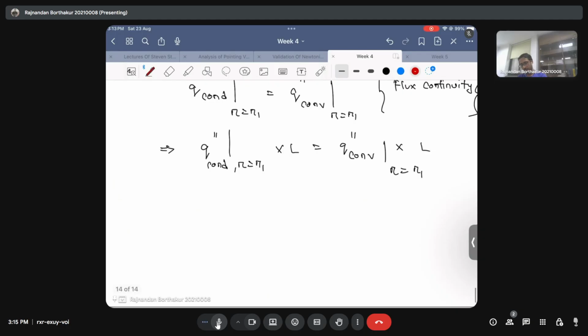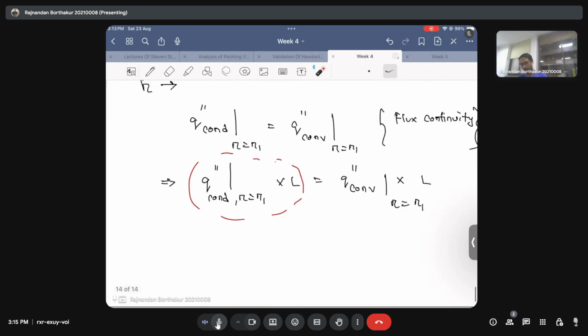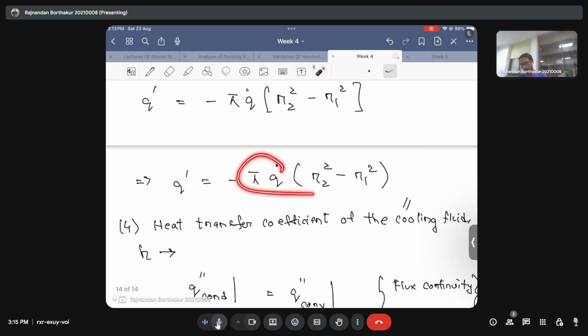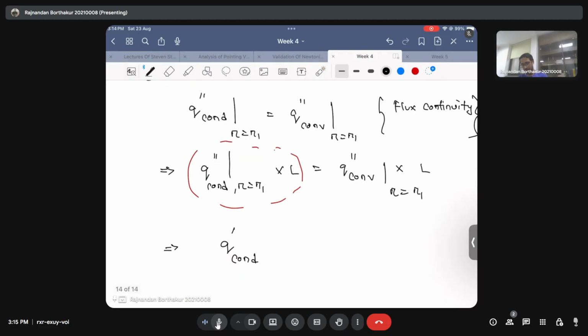But this term is just the heat removal rate which we calculated in the previous exercise. That is just Q prime, because we are multiplying flux with length. So this becomes the heat removal rate per unit length, Q prime conduction. We already know its value to be equal to minus pi times Q dot times R2 squared minus R1 squared. So this is the heat removal rate due to conduction, and this then becomes equal to the heat removal rate due to convection.